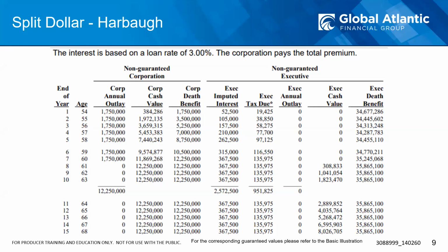Now we go over, and you see there's a second group here, and this is the benefits for Jim Harbaugh. In the first column of that section on the right, we see the imputed interest. That is simply the 1.75 times 3%. That is the amount of interest on the loan, and also what is determined to be his income.